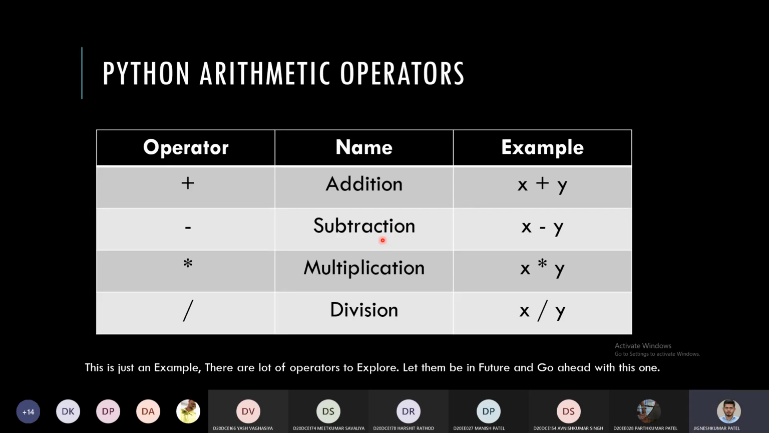Now here comes Python arithmetic operations. We will mainly focus on these 4 operations right now: addition, subtraction, multiplication, and division. To perform addition, you will use this summation sign. For subtraction, you will use a dash. For multiplication, you will use star, and for division, you will use backward slash. Sorry, forward slash.